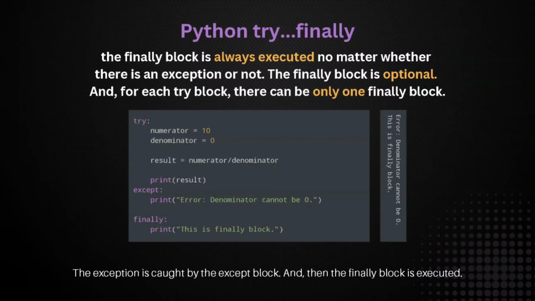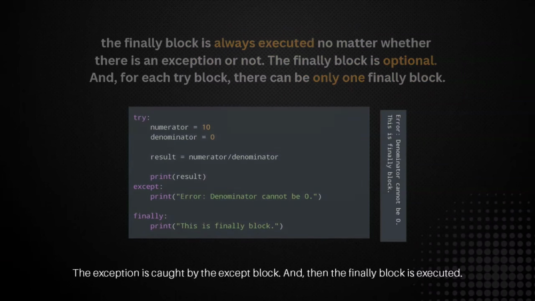So when I'm running this, since my denominator is 0, that is what I have declared, an except block and finally block will be executed and our output will be error denominator cannot be 0, and this is a finally block. The exception is caught by the except block and then the finally block is executed. So that's all about try, else, except and finally block.